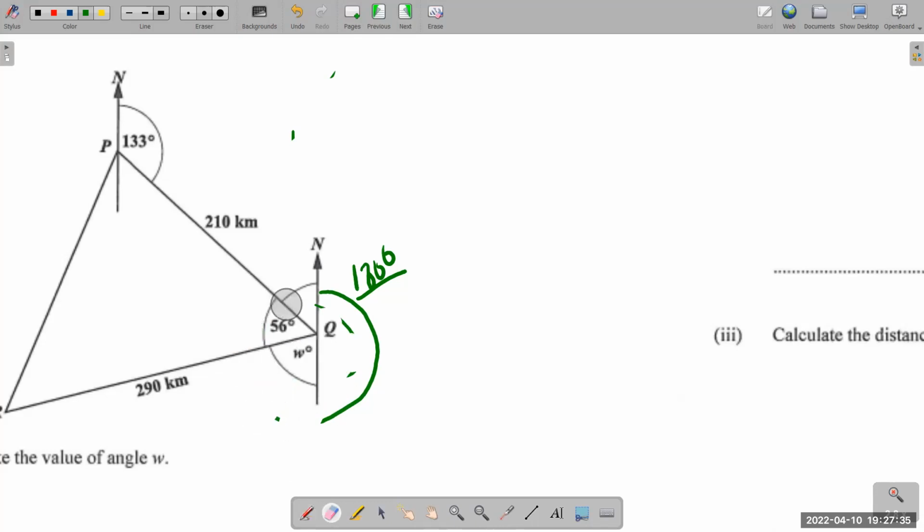Let me erase all of this. If you don't got it, most importantly, say you don't got it. Don't be afraid.